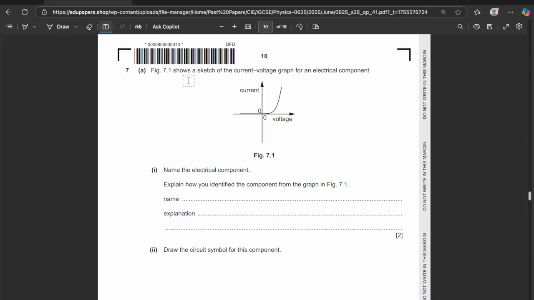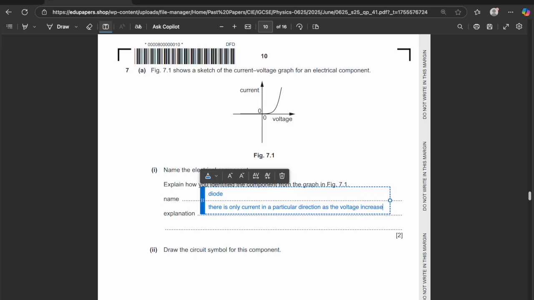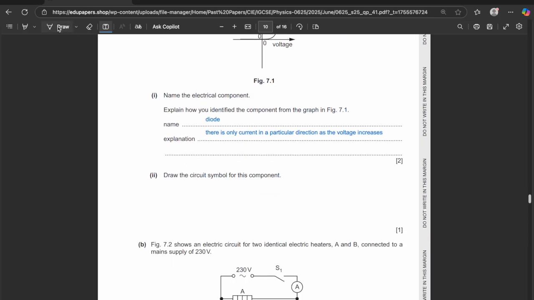7a. Figure 7.1 shows a sketch of the current-voltage graph for an electrical component. Name the electrical component. So you can see that there is no current in the negative direction, but only in the positive direction. So this is clearly a diode. Explanation, I just said it. There is only current in a particular direction as the voltage increases. Draw the circuit symbol for this component. A diode looks something like this.